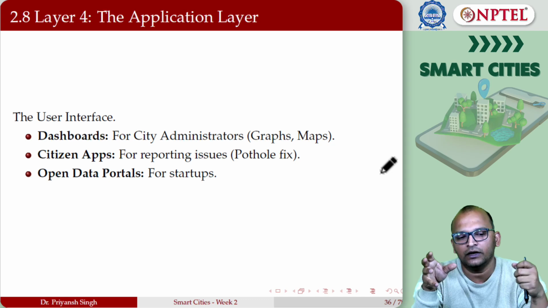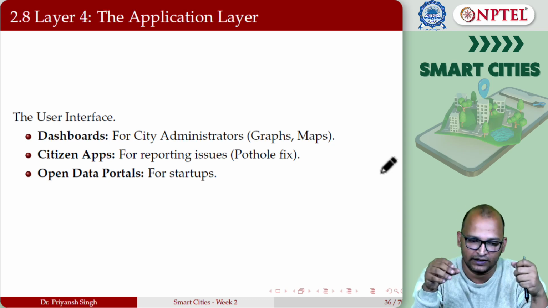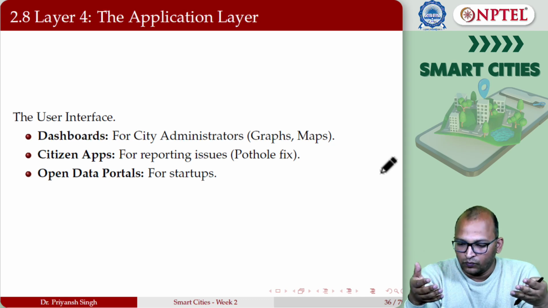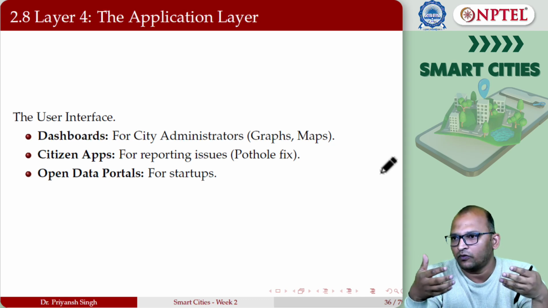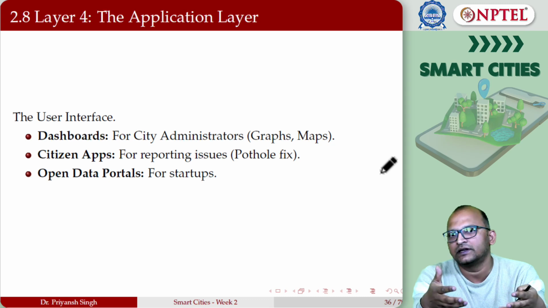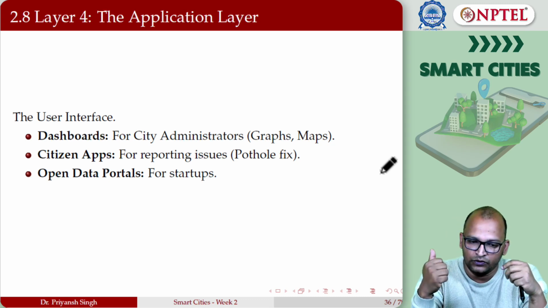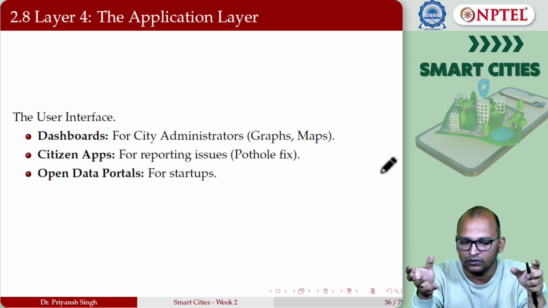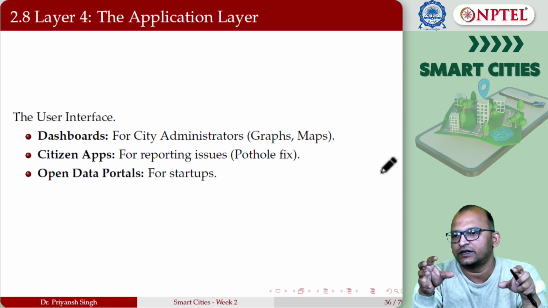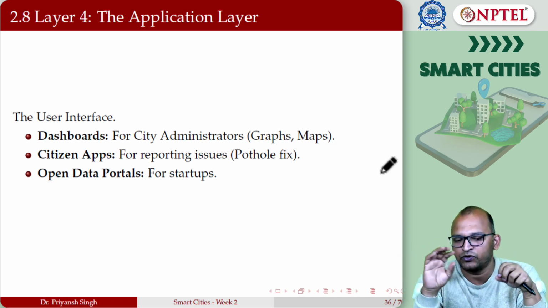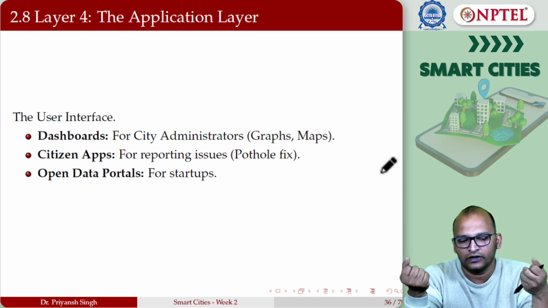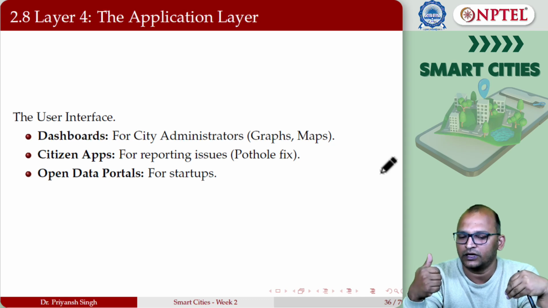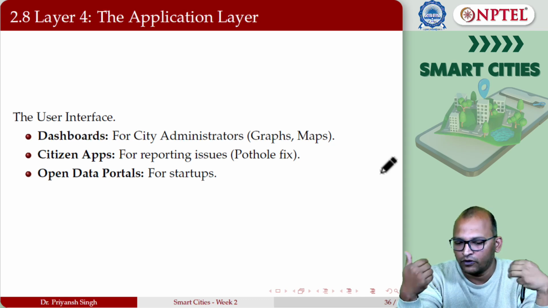Then we have our final layer, which is layer 4, the application layer. In the application layer, whatever processing happened or whatever data was collected in the previous layers will be displayed. So it is a kind of user interface, you can say. It may be a dashboard for the city administration, in the form of graphs or maps. Then you can have citizen apps where you have all the reporting of issues, like for pothole fixes, etc.